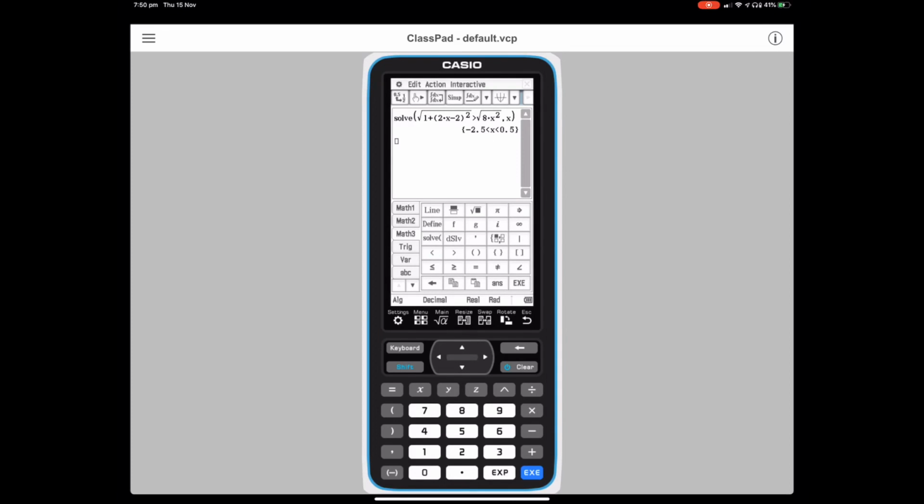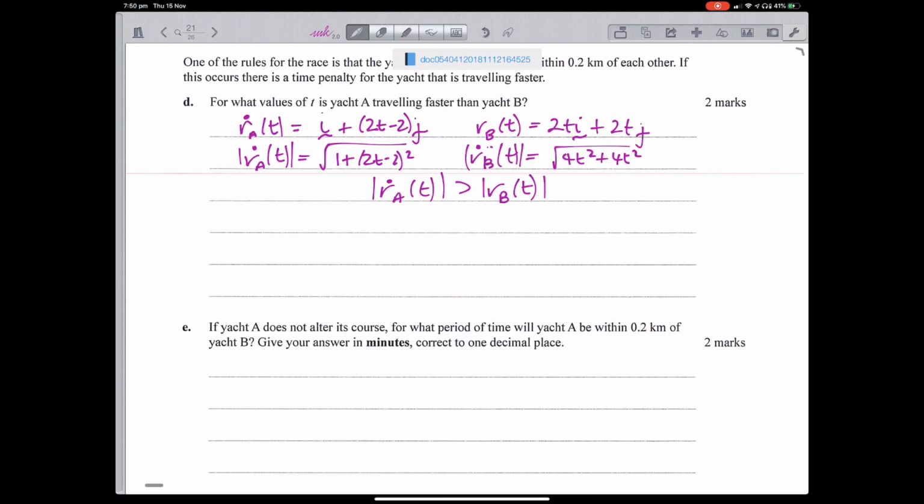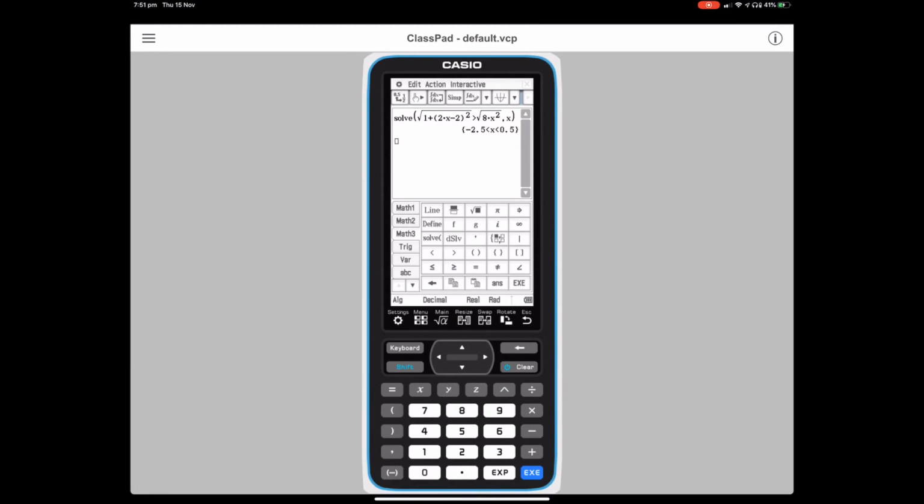Okay, so for negative 2 is less than t, which is less than 0.5. Okay, so we said negative 2.5, which is less than t, which is less than 0.5. However, t is greater than or equal to 0, so therefore 0 is less than or equal to t, which is less than 0.5. 2.5. Did I just stuff that up? Negative 2.5 to 0. Hang on, have I stuffed the whole thing up?